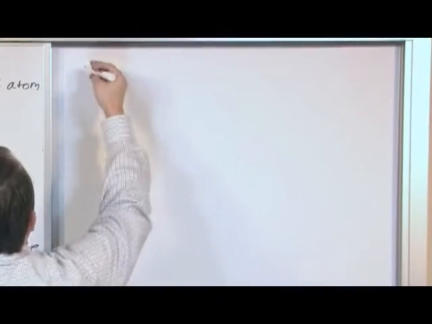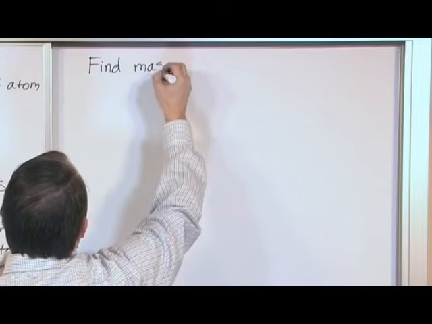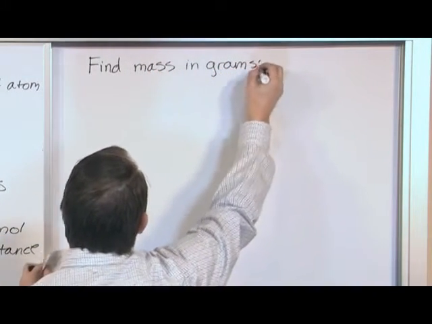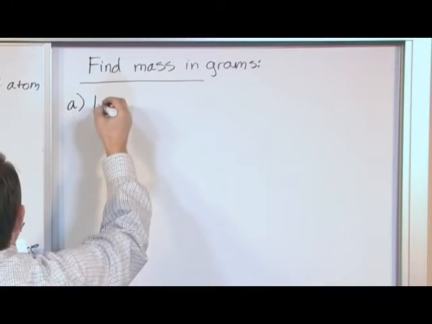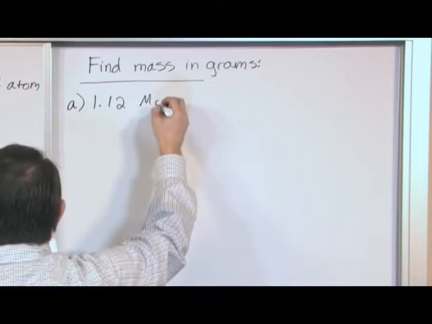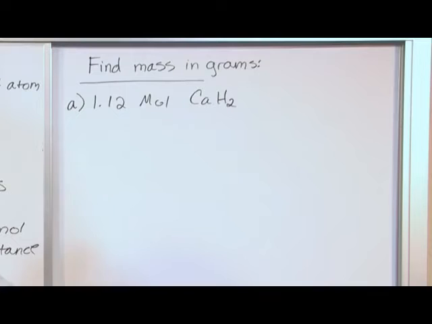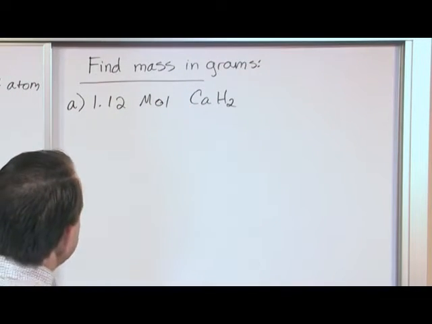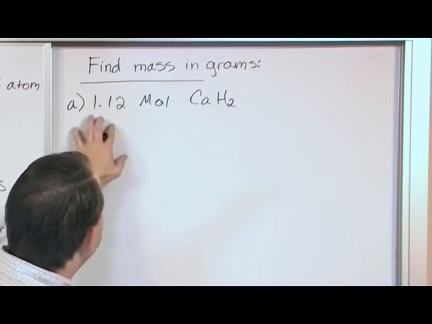So let's do this for this first problem. We want to find the mass in grams of the following things. All right, the first thing is 1.12 moles of CaH2. So this is a chemical formula, and what we have, or let's say the chemical supply company has delivered to us. They say, we have 1.12 moles of this stuff, which, by the way, what is a mole?